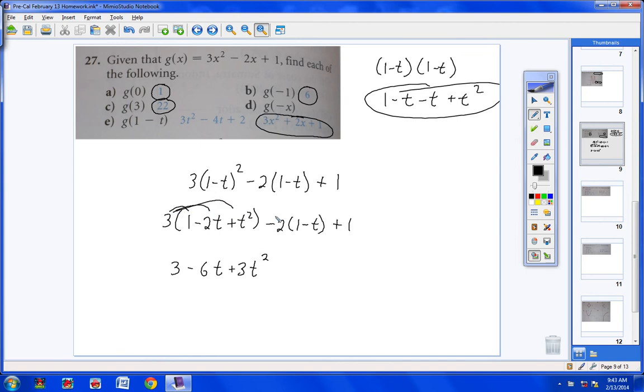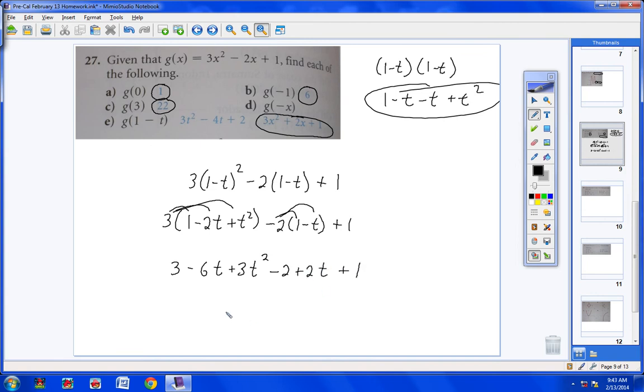Now I'm going to multiply a negative 2 through this parentheses. Negative times a positive is negative. Negative times a negative is a positive 2t. And I'm not sure why I put a t with that 2. I should not have. That's my fault. And so negative 2 times 1 is negative 2. Negative 2 times negative t is a positive 2t. Then bring down your positive 1.